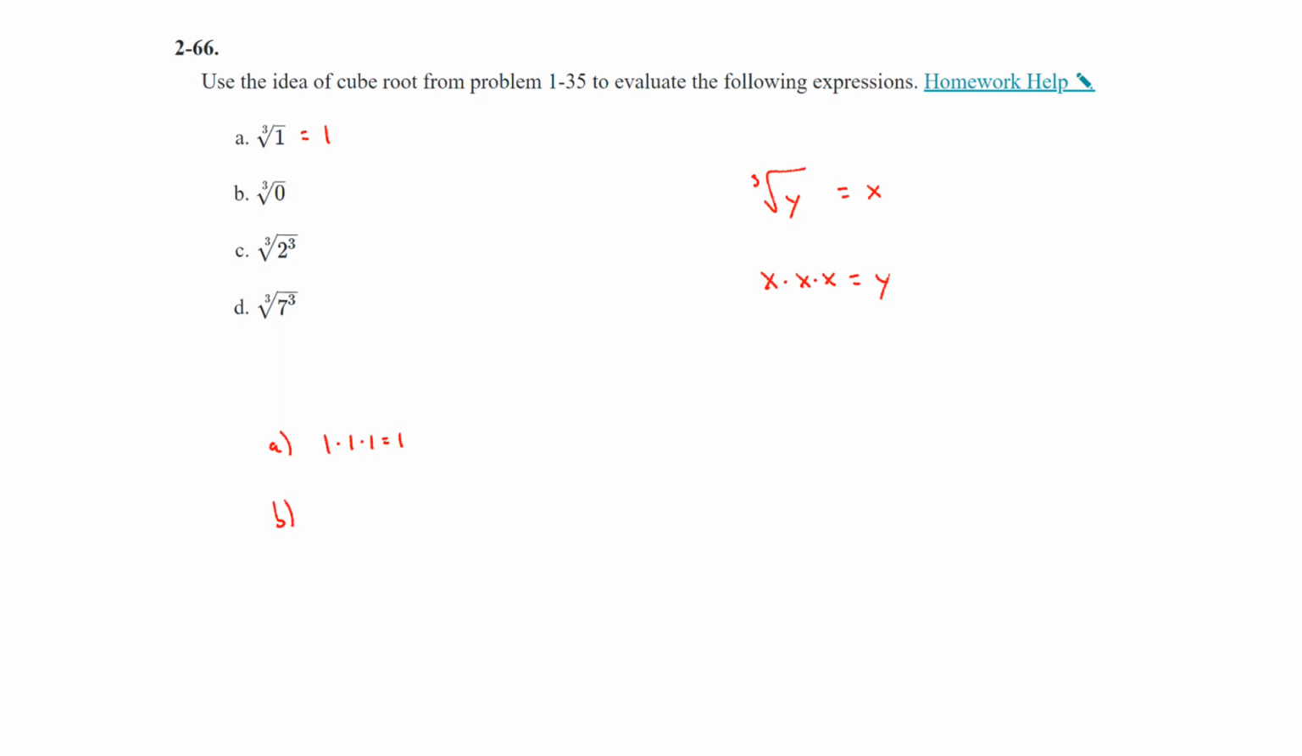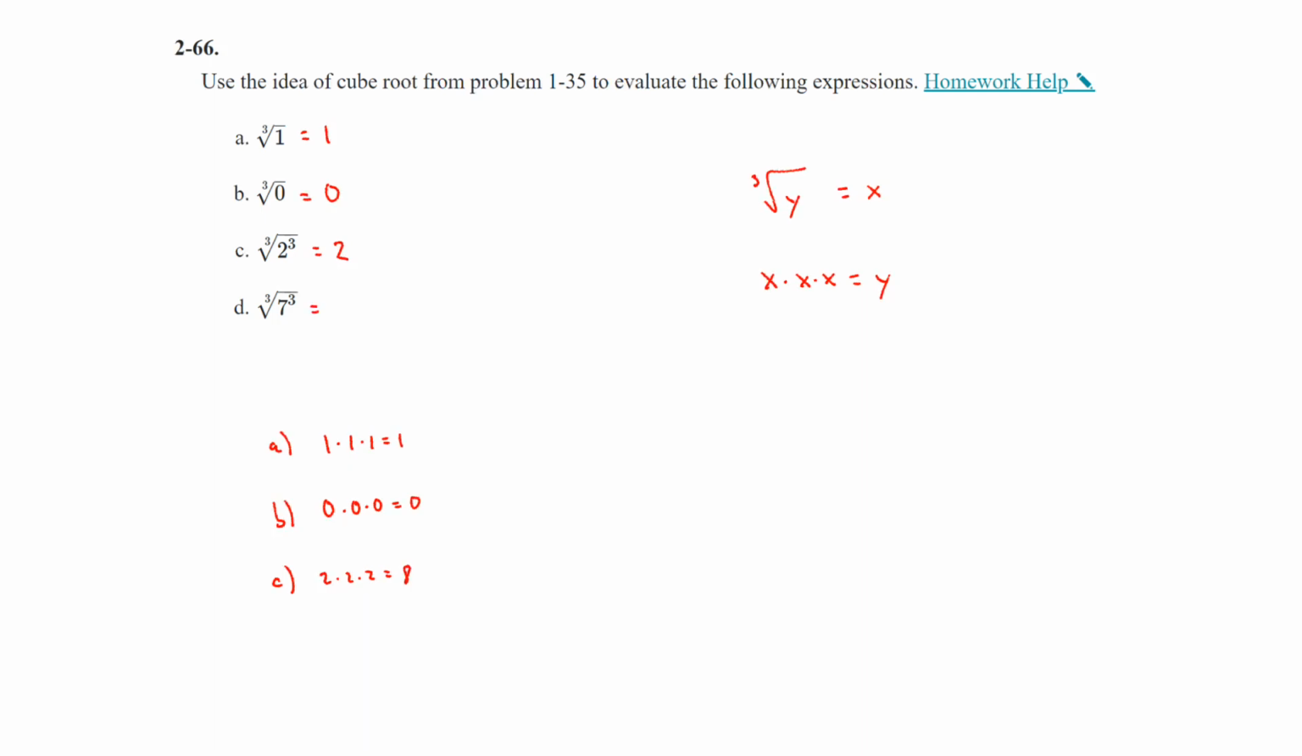On B, what's the cube root of 0? Well, the only way to get 0 when you multiply is to multiply by 0, so the cube root of 0 is 0. What is the cube root of 2 cubed? We could ask the same question and say, what's the cube root of 8, because that's what 2 cubed is, but remember, cube roots and cubes are inverses of each other, so they undo each other. If I change it to 8, then what is the number that multiplies by itself 3 times to get you 8? And that's 2. So either way, the cube root of 2 cubed is 2.